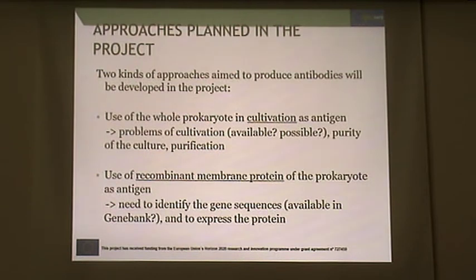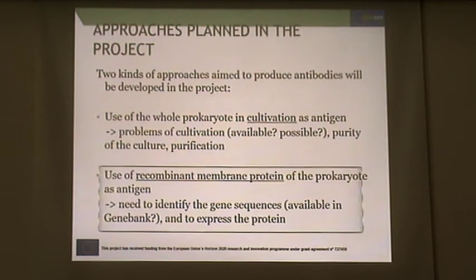The second is a different strategy, but with the same aim. It's the use of the recombinant membrane protein of the prokaryotes as antigen. So we use one protein, but to have this protein, we need to identify the gene sequence. And we have to check if we have it or if it's available in GenBank, and then we have to express the protein in an Escherichia coli system. Okay, so I will speak only of this part.